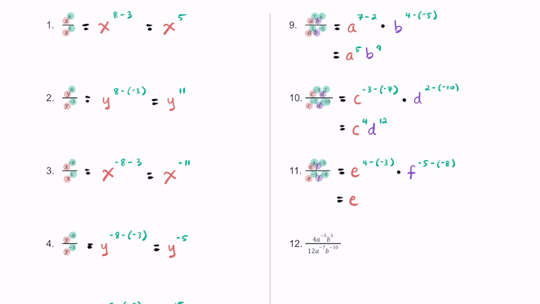Okay, so then let's go ahead and rewrite this. This is going to be e raised to the what power? Well, 4 take away negative 3 is equivalent to 4 plus 3. That's going to be 7, so that's going to be raised to the 7th power. And we're going to multiply this by f raised to the what power?